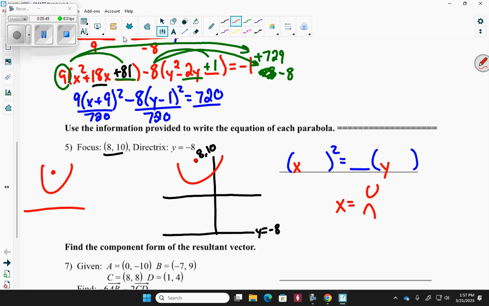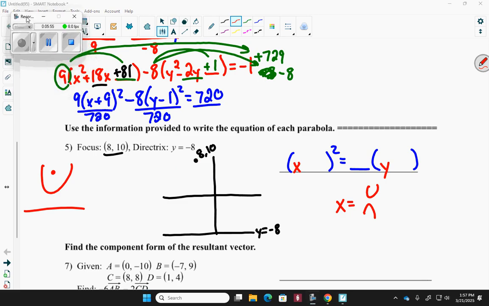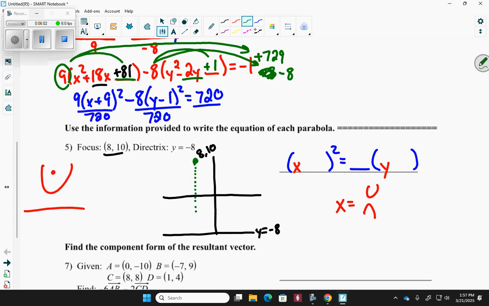So I'll move my timer here if I can. I'm going to count from my focus all the way to my directrix. That is a grand total of 18. Now, the vertex of the parabola is going to be right in the middle of it. I know I'm not drawing this to scale, but it's going to be about right there. And of course, it's going to open up.